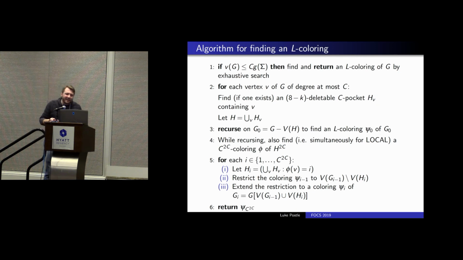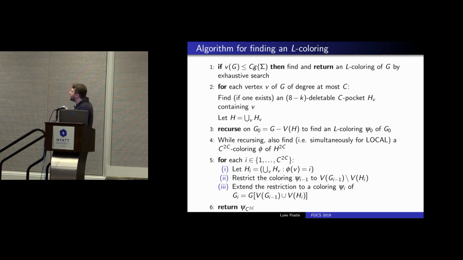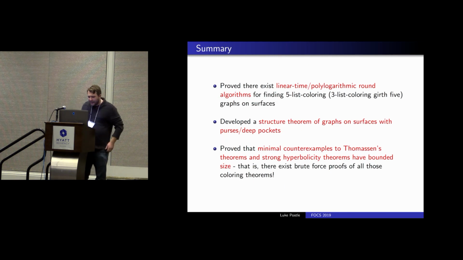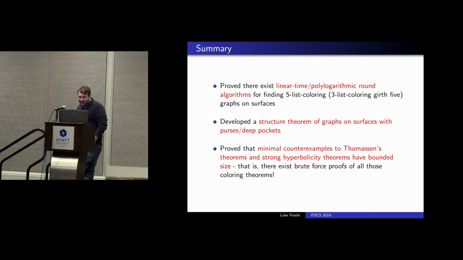In the distributed setting, you have to be a little more careful. So what you do is, while you're recursing, you find a coloring of those so as to break them into about C to the 2C different wallets, and then you extend to each wallet. And if something was colored, you uncolor it and extend again and extend again. And in the end, you end up with a coloring. And so in summary, we proved there exists a linear time, polylogarithmic round algorithm for finding 5-list coloring, 3-list coloring, girth 5 graphs on surfaces.